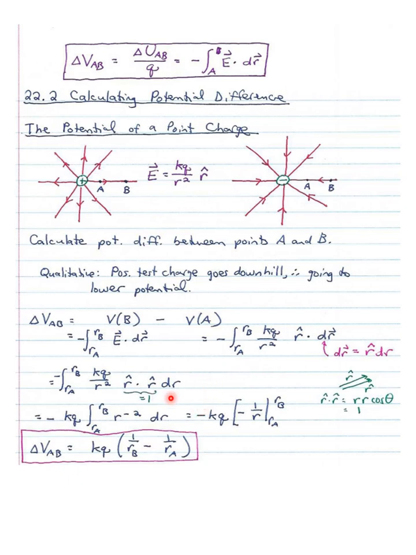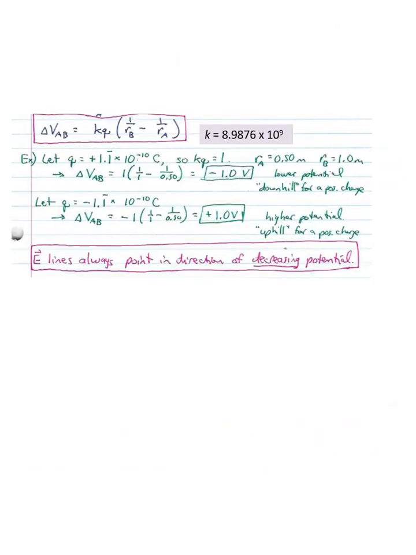Well, as we continue taking the integral, we'll throw the kq out to the side, and remember there's still a negative sign there. So we're taking the integral of r to the negative 2 dr, and that becomes negative 1 over r in the integral. So in the end, the voltage difference between points A and B from a point charge, as you see in the diagrams up above, is kq times (1 over r_B minus 1 over r_A). And remember that k is, in MKS units, 8.9876 times 10 to the 9th.